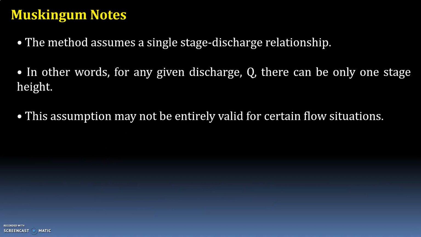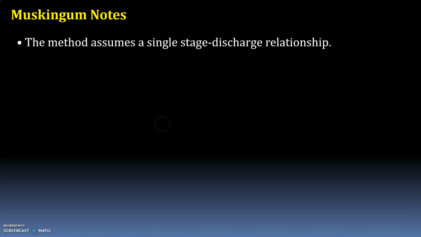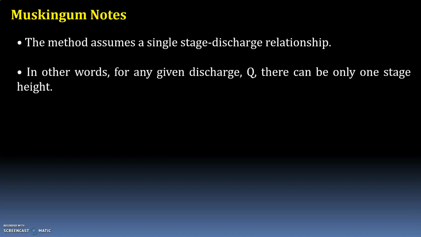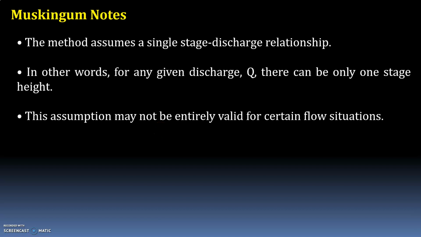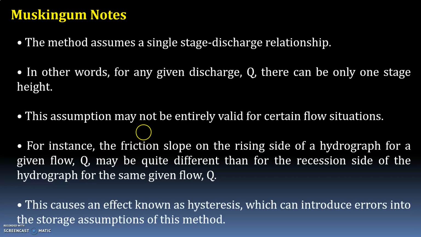Next one is Muskingum. The method assumes a single stage-discharge relationship. In other words, for any given discharge Q there can be only one stage height. This assumption may not be entirely valid for certain flow situations. For instance, the friction slope on the rising side of the hydrograph for a given flow Q may be quite different than on the recession side of the hydrograph for the same given flow Q. This causes an effect known as hysteresis, which can introduce errors into the storage assumptions of this method.